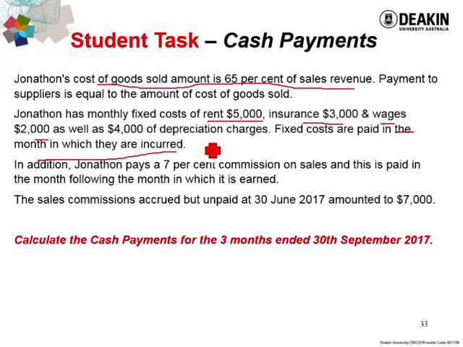And you are also given the depreciation charges, $4,000 per month. Please ignore the depreciation because it has no cash effect when we prepare the cash budget. And note that the company pays 7% commission on sales, but when do they pay the commission? They pay in the subsequent month, the following month, the next month. And the sales commission outstanding on 30th June 2017 is 7K. So this 7K will be paid in July. And again, we will prepare 3 months budgeted cash payment from July to September.